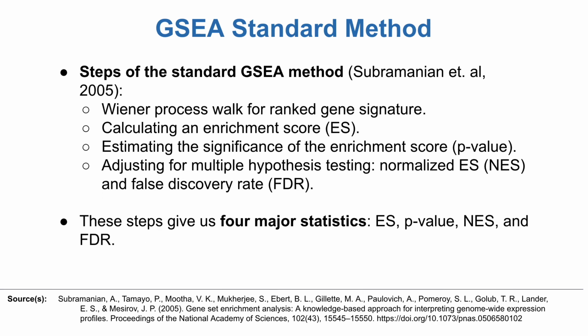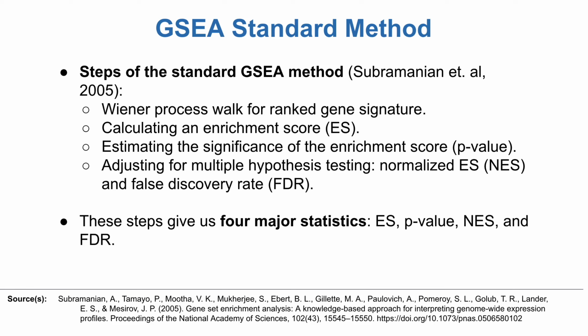research. Although there are variations, the standard GSEA method starts off by requiring a Wiener process walk down a ranked list of genes. The running sum is plotted, increasing if a gene in the list is also present in the gene set being analyzed, which is called a hit, and decreasing if it's not. The maximum deviation of this running sum from zero is the enrichment score. An enrichment score reflects how overrepresented a gene set is at the top or bottom of a ranked gene list.